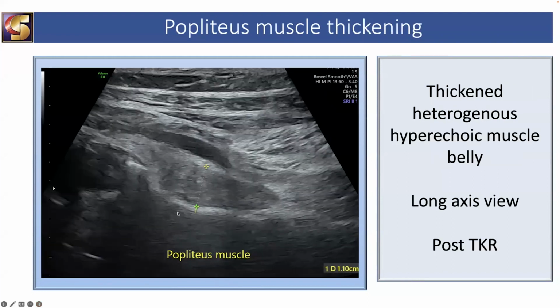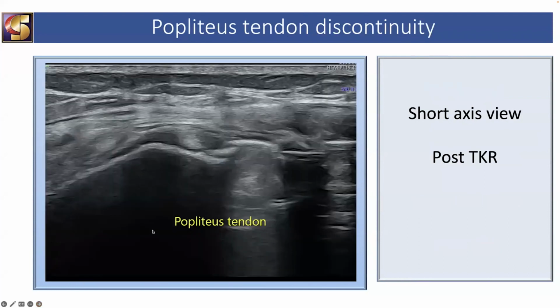And in the next case, there was a diffuse thickening of the popliteus muscle with no normal muscular picture in this particular case. And there was severe pain for this patient. And in this case, I could see the popliteus fossa with a short axis view of the popliteus tendon, but I was unable to see the popliteus tendon and the myotendinous junction beyond the prosthesis in this lateral femoral condyle.